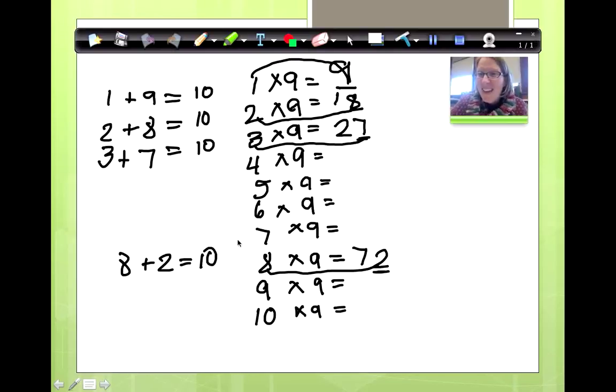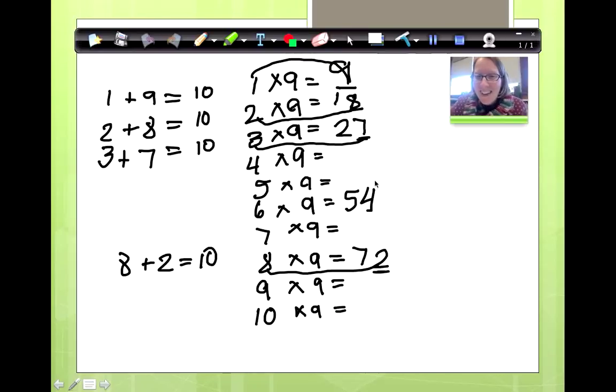Let's see. Let's do 6 times 9. 1 less in the 10 spot, right? So that'd be 5. And what plus 6 equals 10? 4. Is 6 times 9 54? It is, isn't it? Isn't that fun?